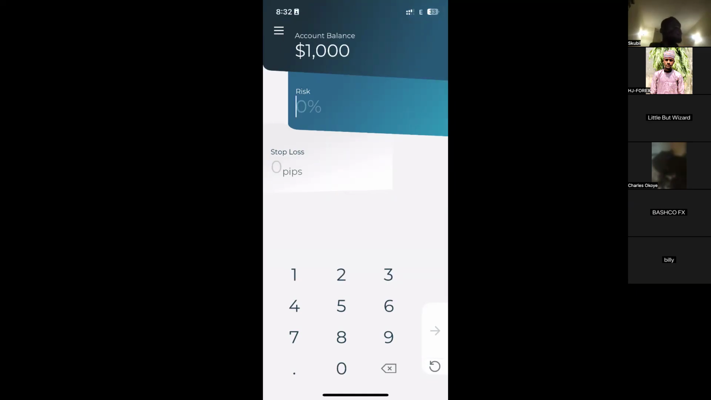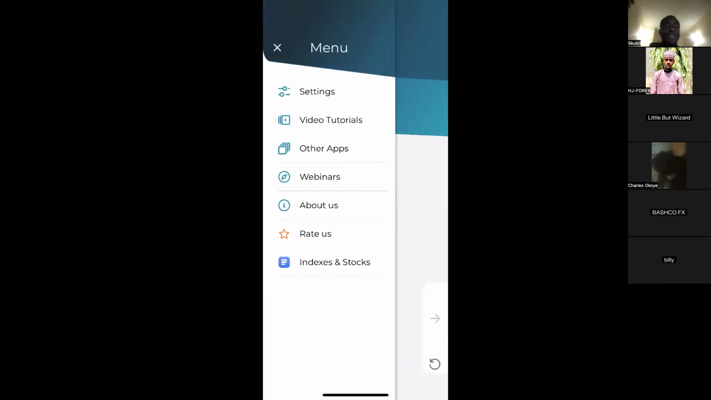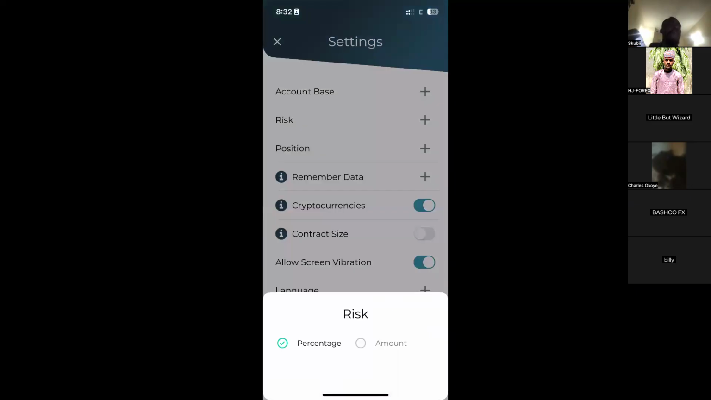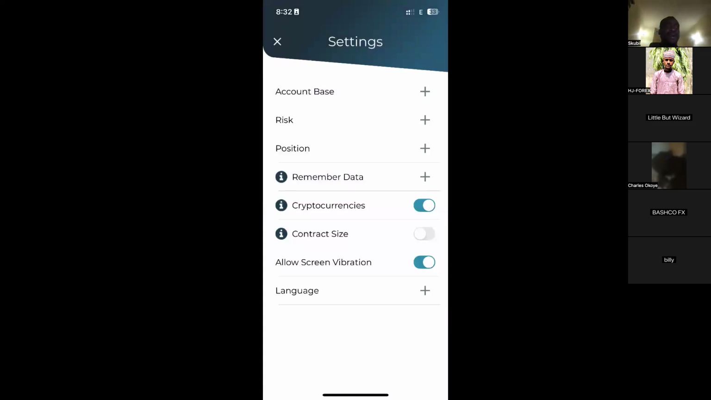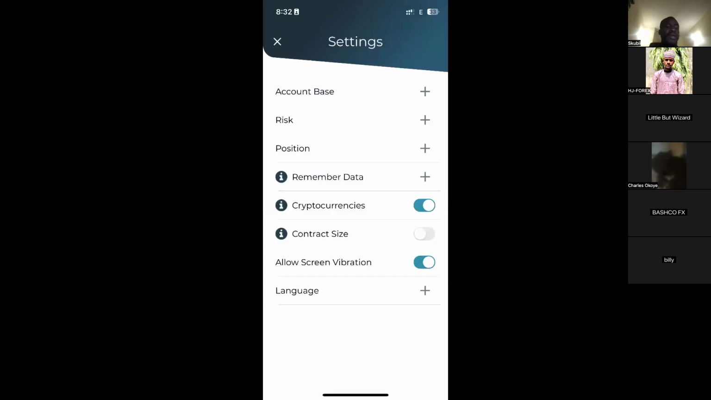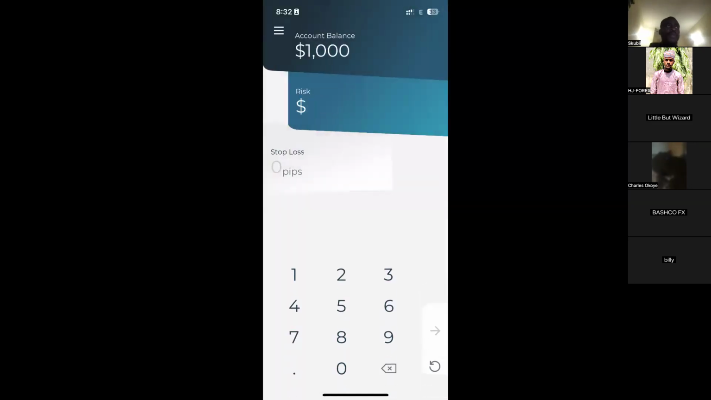There are certain things you would actually have to change to have something like this. So the first one is go to your settings and then change your risk. If you want to be putting the amount, in this case I want to put the amount, which is $50, you put the amount. And then position, change it from units to lots. So we go back. Our risk is $50. And then our stop loss is 8 point something. I think it's like 8.2 pips. Do you understand? So these are the things we need to input.